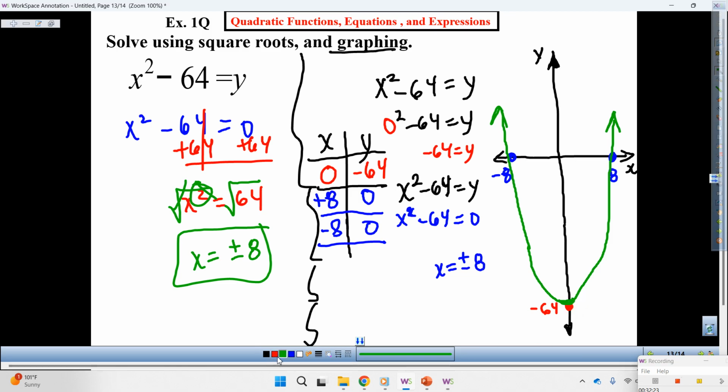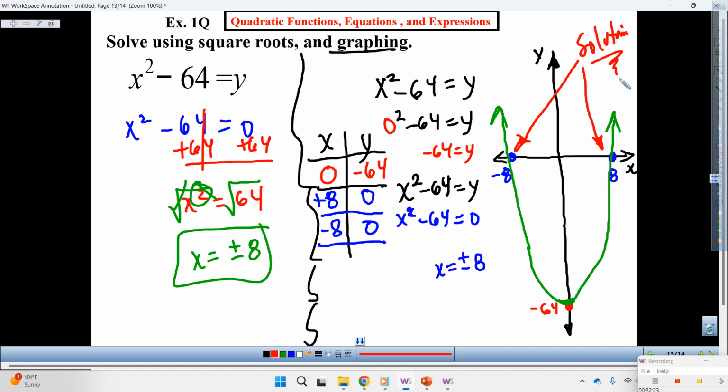All right. However, are we done? No. Tell your neighbor what to do. What do we do at the end? Label it. This is our what? Solution.